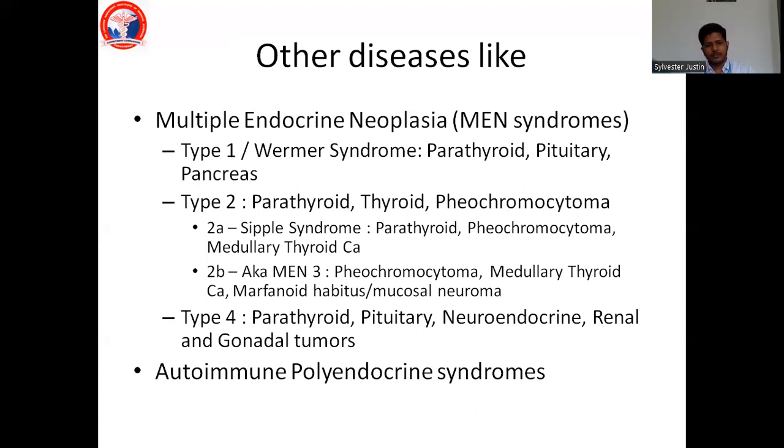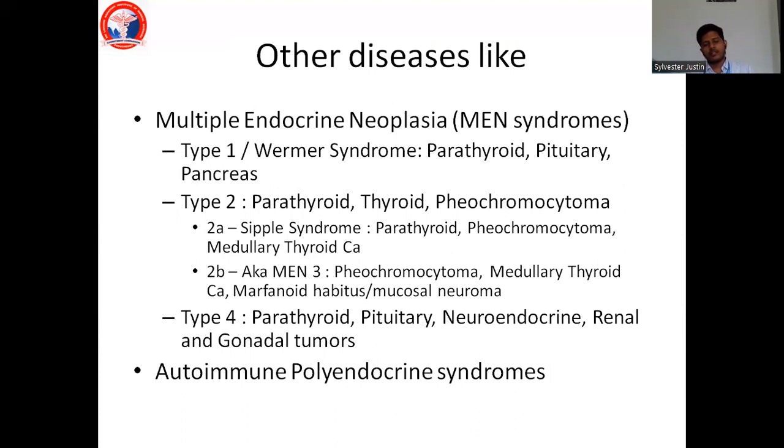There's a type 2A called Sipple syndrome, and type 2B, which is also known as MEN3, in which hyperparathyroidism is not seen. The other two are seen, pheochromocytoma and medullary thyroid carcinoma. Along with it, marfanoid habitus, mucosal neuromas, and some other findings like medullated corneal fibers are seen. Nowadays, a type 4 MEN syndrome is also being recognized, which is like type 1 in having parathyroid, pituitary, and neuroendocrine tumor. In addition, it has gonadal or renal tumors also.